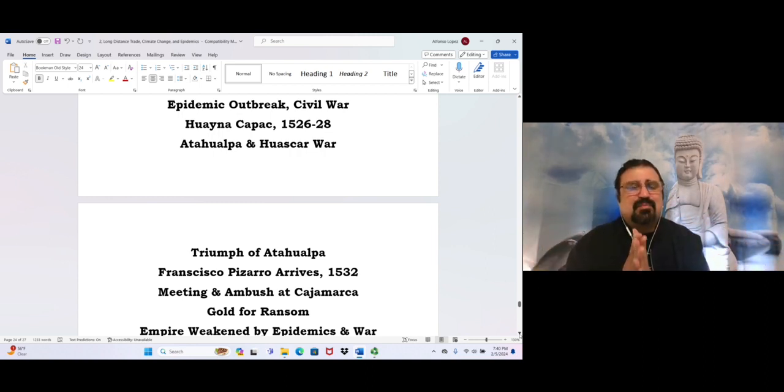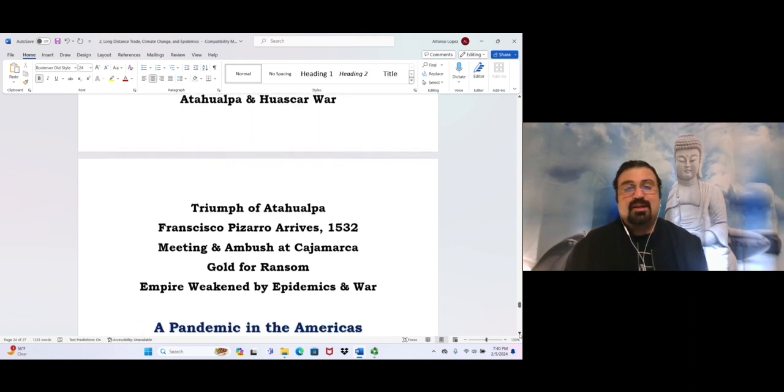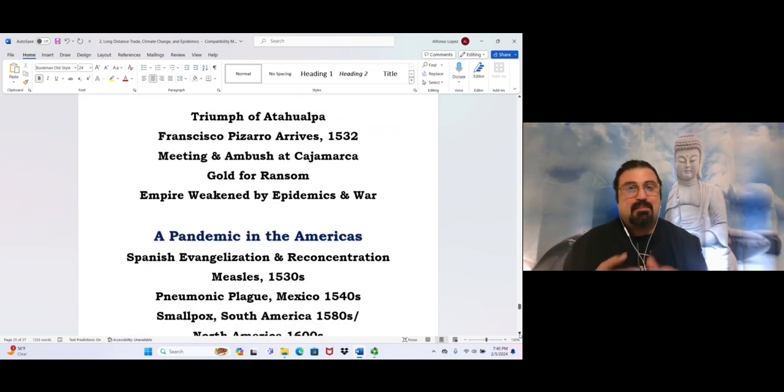And part of the instability had to do with a war between two brothers, who were also sons of Huayna Capac. Atahualpa and Huascar were now fighting for the throne. There was a vacuum of power, and they're both fighting over the throne. And that led to a civil war. Again, a civil war caused by epidemics. Atahualpa ended up winning the struggle. He installed himself as the new emperor.